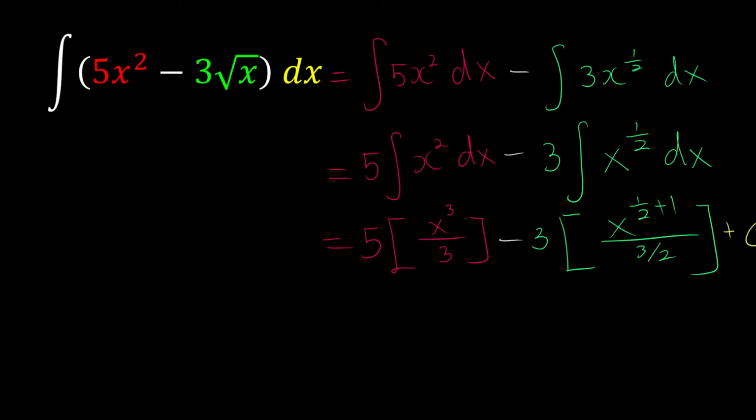Then we simplify now. 5 times 1 over 3, we have 5 over 3 x power of 3, minus, what is 3 divided by 3 over 2? If you use a calculator, or you can think of 3 divided by 3 over 2. We don't divide fractions, we use times and we flip it, so 2 over 3. It becomes 2. So this becomes minus 2 x power of 3 over 2, and lastly we add plus c, and we are done for this question.